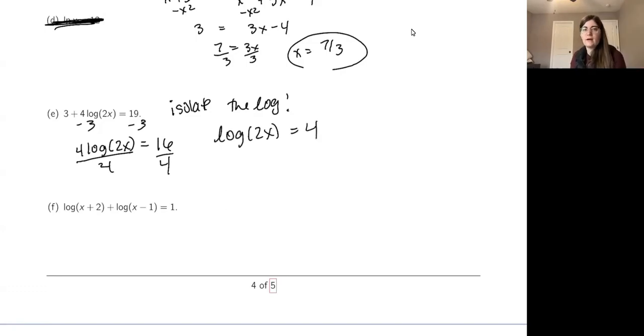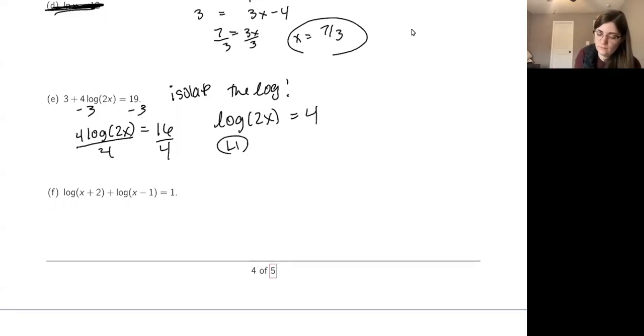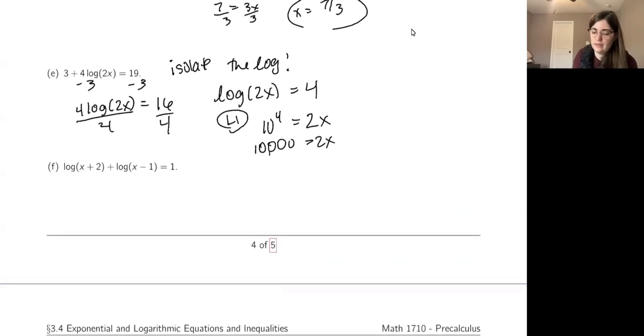Now that I've isolated my log, I can reanalyze using my 4 methods, and I see that I have log of something equal to a number. This is the prime candidate to use either methods L1 or L2. If we use L1, we would have 10 to the 4th is equal to 2x, which is 10,000 equals 2x. And if I divide by 2, I'm going to get x equals 5,000. We also could have done this with L2. I will leave that work for you.